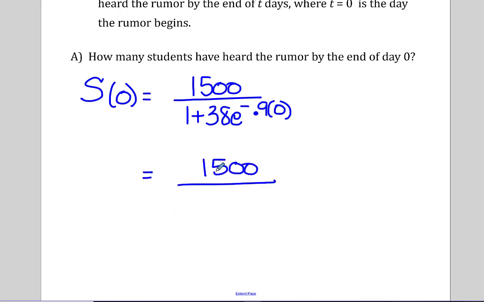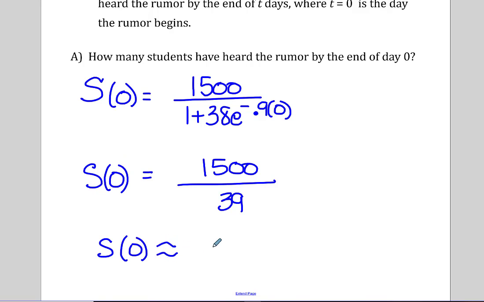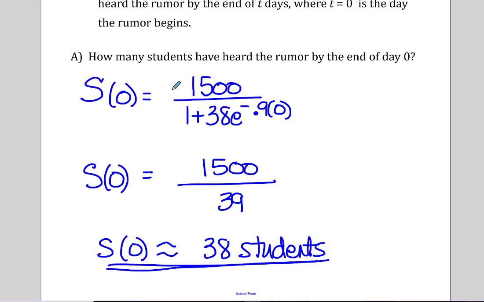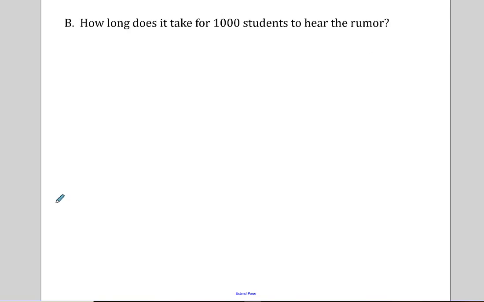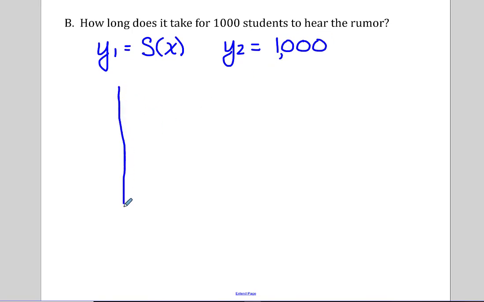And we've got 1 plus 38, so we're dividing by 39. And you can check my work to be sure. I got about 38 students had heard the rumor by the end of that first day in a population of 1,500 kids. So how long does it take before 1,000 students hear the rumor? We can do that with this model, solving S of x in our calculator, and then the second equation would be 1,000 students. So let's go look at that on our calculator.